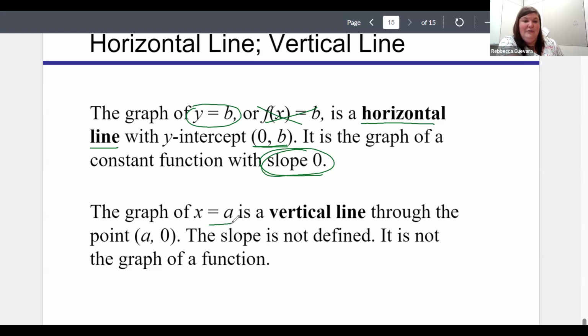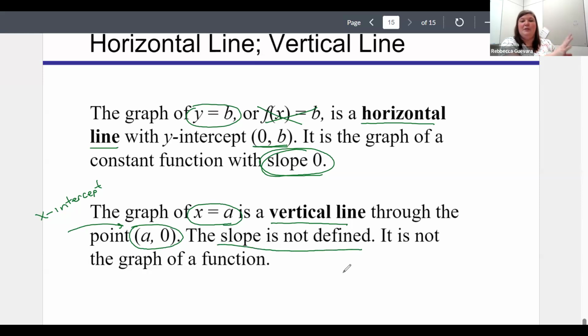If you have a graph of x equals a, so we're not going to talk about functions for this one, this is going to be a vertical line. And this is going to go through a point that is (a, 0), or in our case, an x-intercept. The slope is not defined, and it's not going to be the graph of a function. We will see a little bit more on that. But remember, the slope is not defined. It's not that the slope doesn't exist, it's that the slope is undefined.